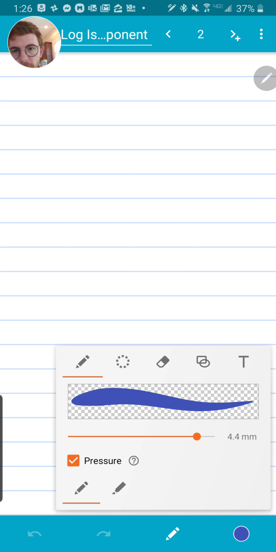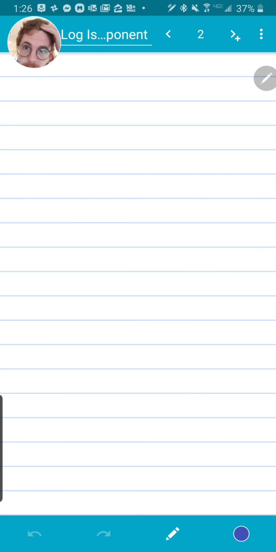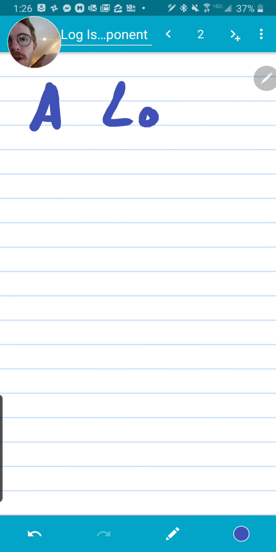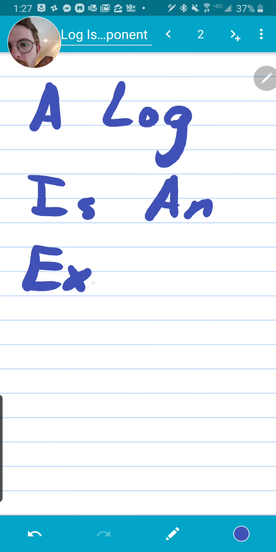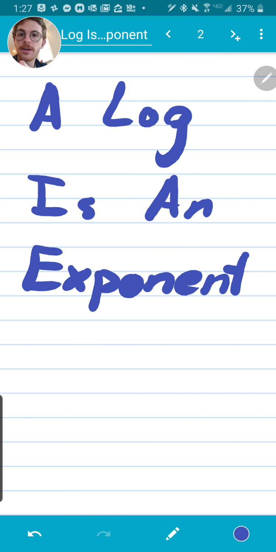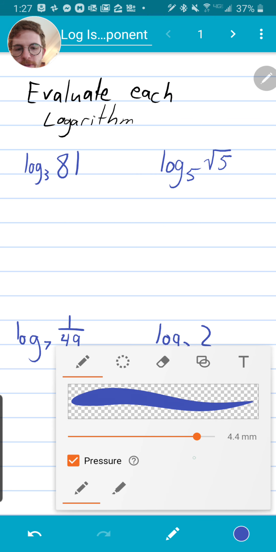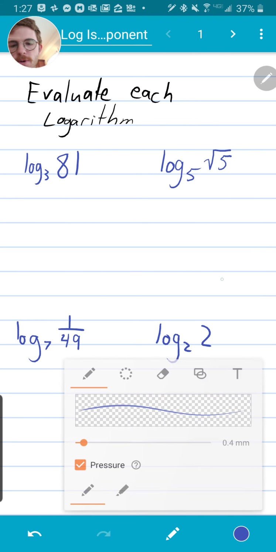I'm going to really bold this. This is one of the most important phrases that you're going to hear all week, all day, all month. Here it is. Write it down. A log is an exponent. All right, so you've got that written down. A log is an exponent. We're going to keep referring back to that same phrase right there.